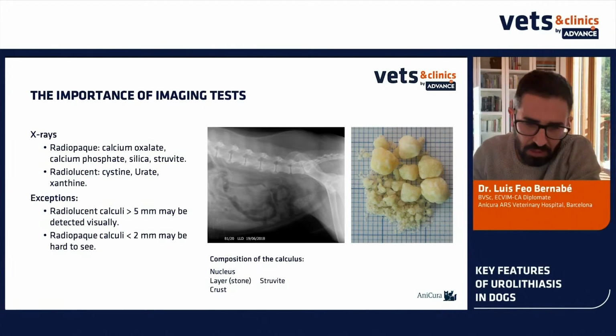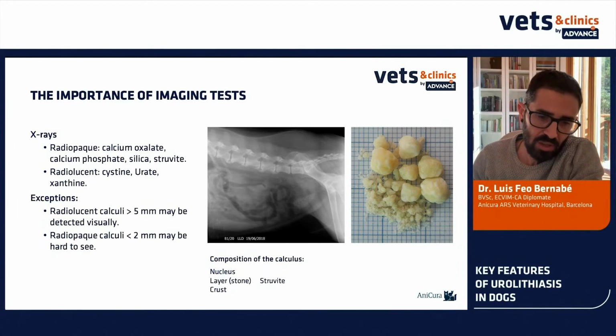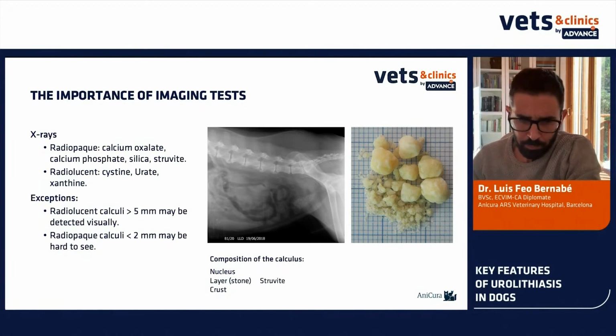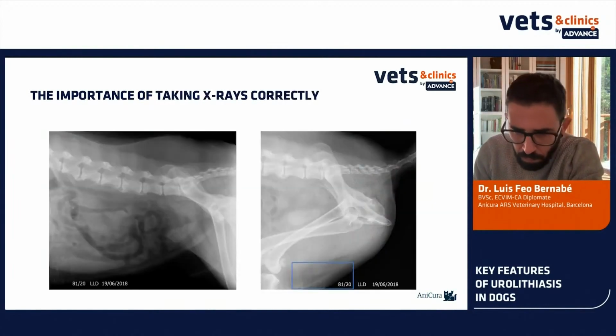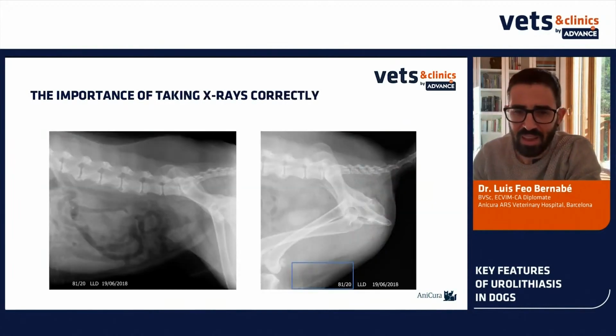It's not always the case, but sometimes. And the opposite situation is that you have a radiopaque calculi less than 2 millimeters, which might be hard to see in radiographs as well. So I think it's very important to remember which ones are radiopaque and radiolucent on the radiographs. Also, it's very important to take correct radiographs.